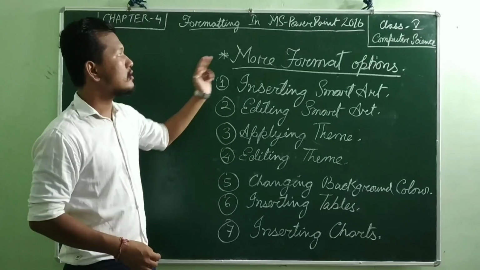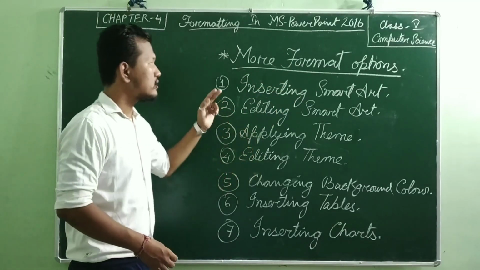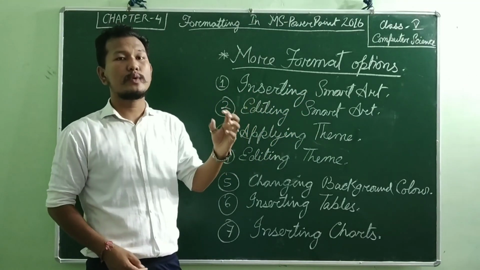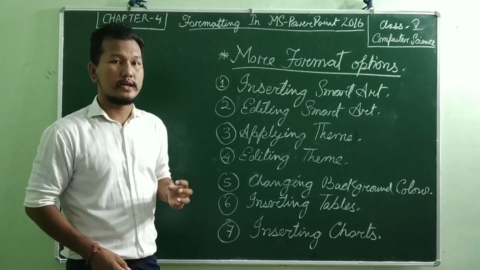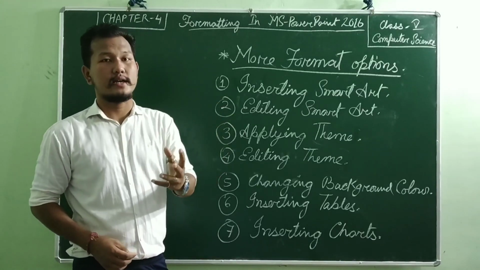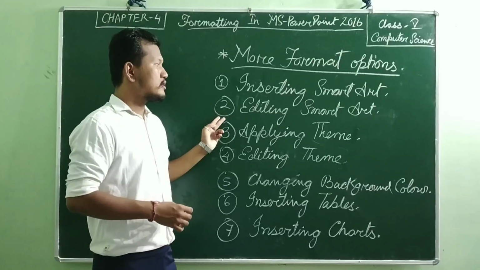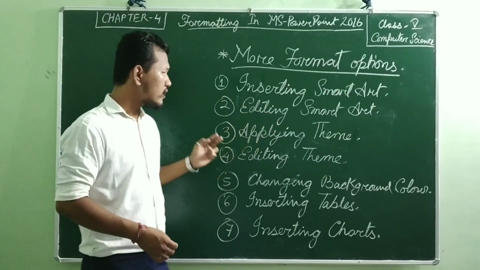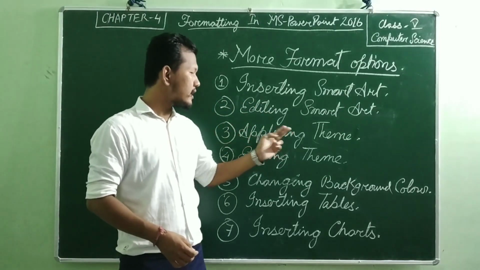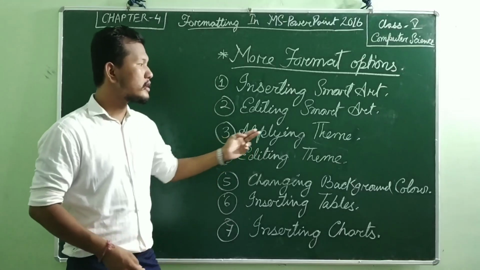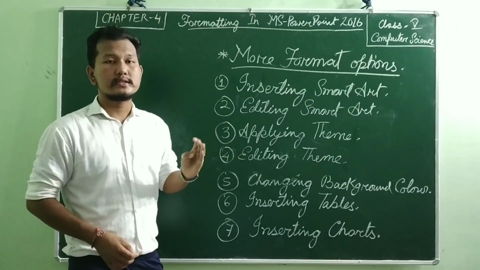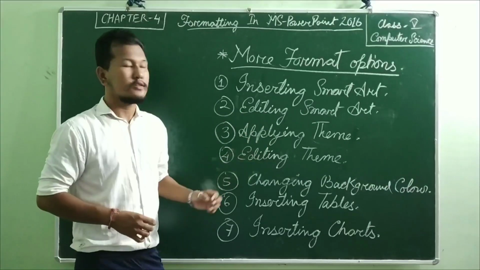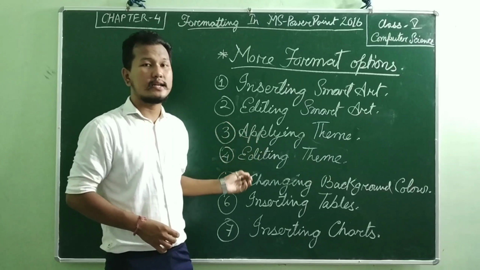Now let me introduce you to more format options. Number 1, inserting SmartArt. SmartArt is a graphical way to represent your text in different layouts and styles. Number 2, editing SmartArt. Here we learn how to edit the SmartArt. Number 3 and 4 are about applying and editing themes. Yes, we already know that themes are a set of text, colors and special effects which will make your presentation attractive. So we will learn how to apply and edit themes.